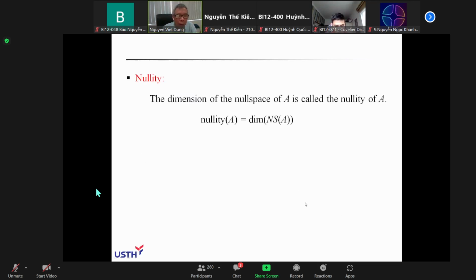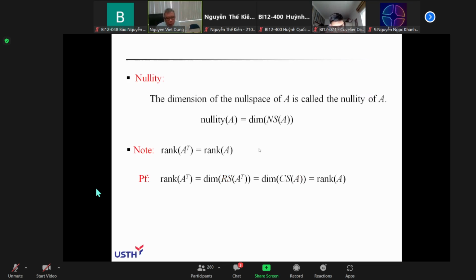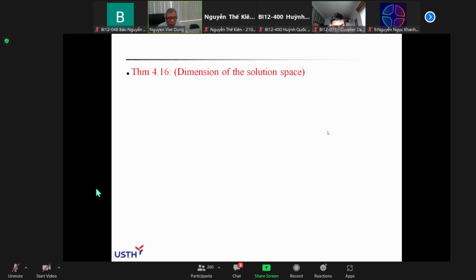The next one: because we call the dimension of the row space and column space by the name rank, we need to define the dimension of the null space. The null space of A has the name nullity of A, and we denote it like here. The nullity of A equals the dimension of the null space of A. And of course, the rank of A transpose equals the rank of A, like that. And here there is some explanation for you.